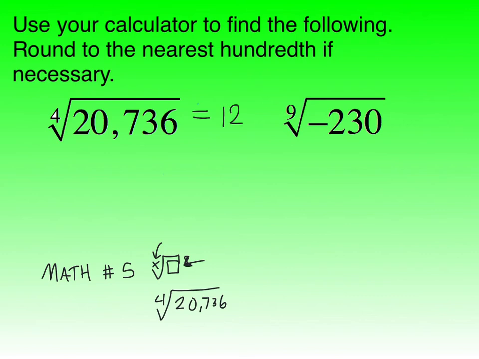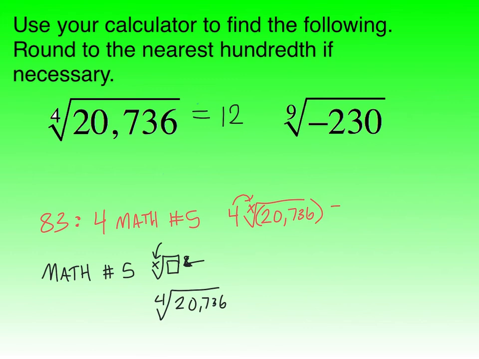If you have an older calculator or an 83, what you'd want to do is type in 4 first, then push the math button, then hit number 5, and it will look like this. It'll say 4x root, and that means the 4 is taking the place of the x. Then type in 2736, close the parenthesis, and it equals 12 on the calculator.